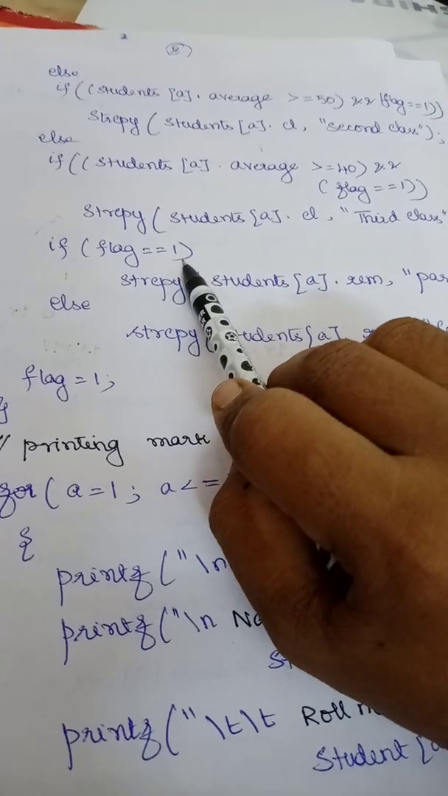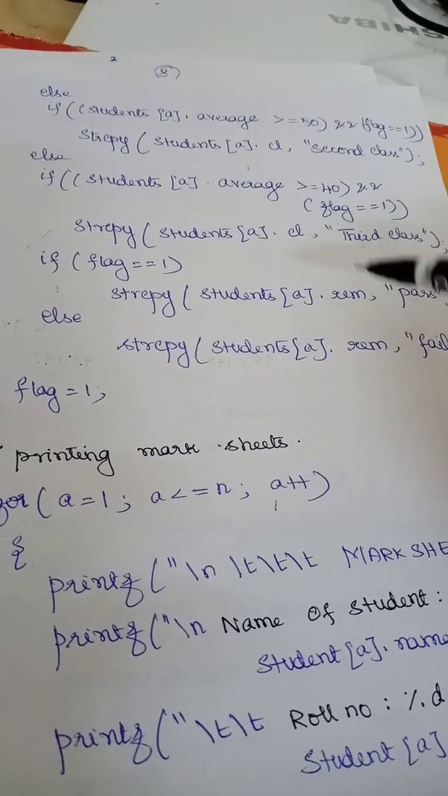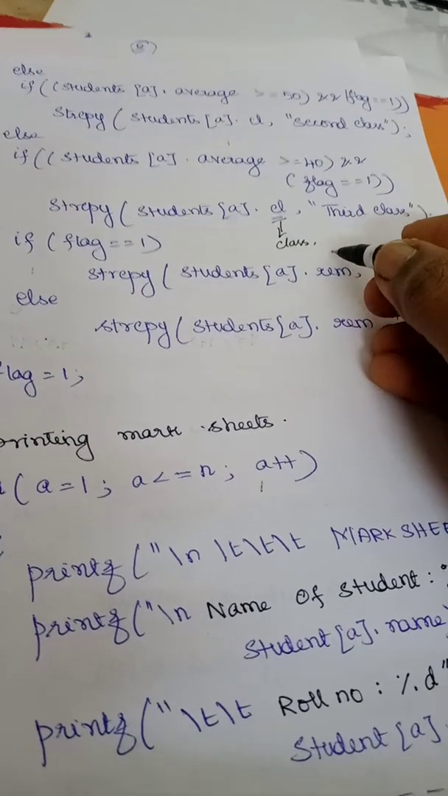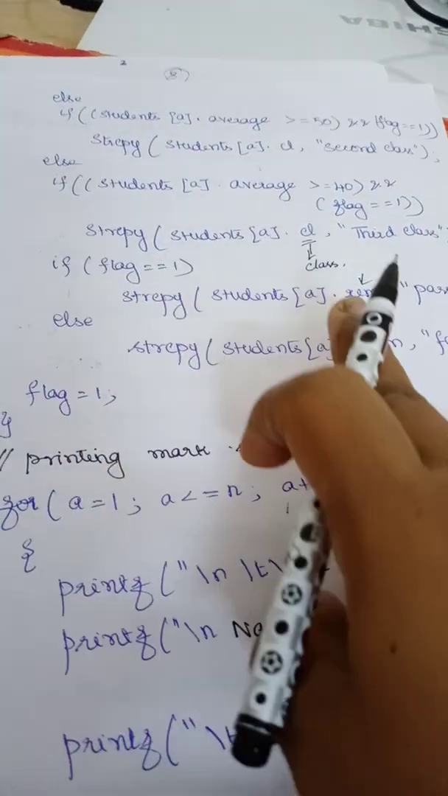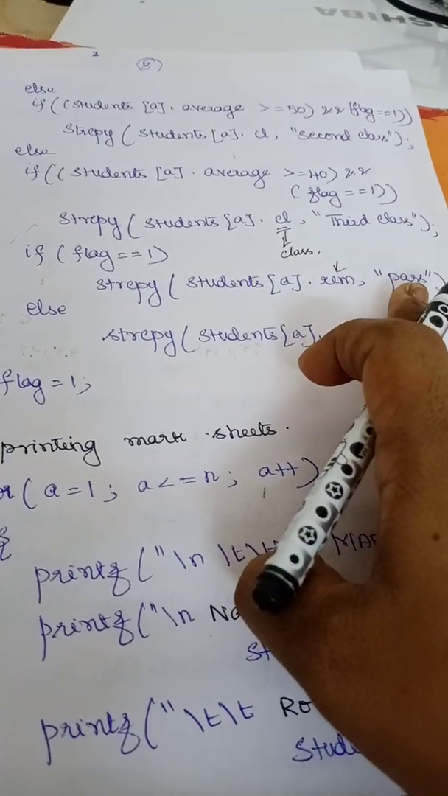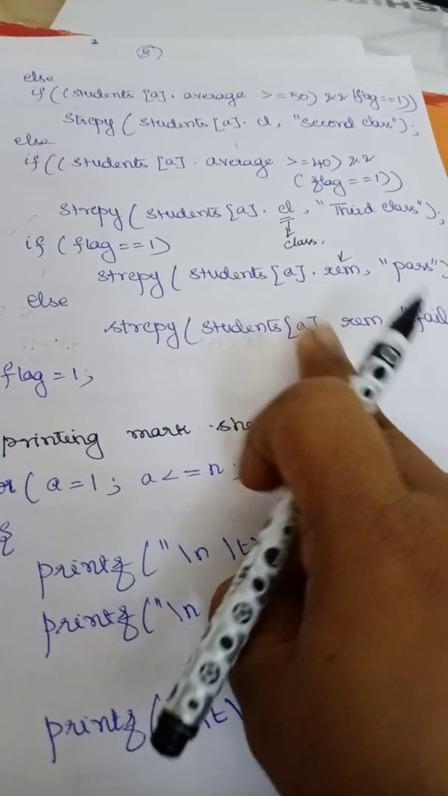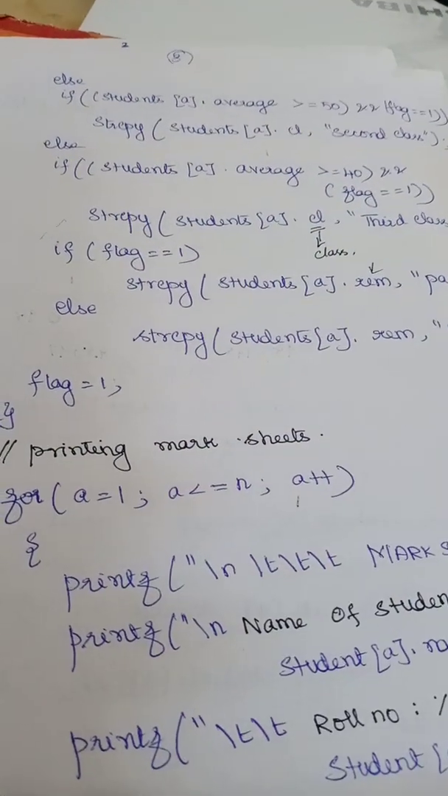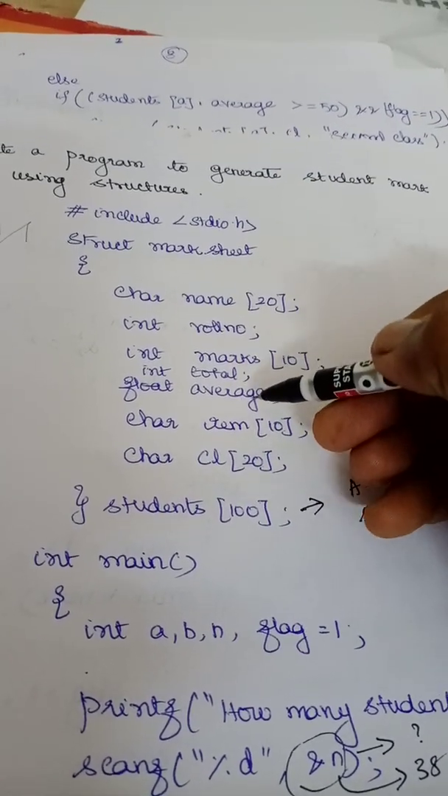If flag equal to 1, once again I am checking, because for remarks I need to specify whether pass or fail, right? So we have assigned this for class, whether a distinction, first class, second class or third class. This is to tell whether you have passed or failed, right? So again I am checking whether flag equal to 1. If flag equal to 1, store pass in remarks using string copy, and else store fail in remarks using string copy, right? Now I have completed all the details for one student, because for each and every student I have got everything: name, roll number, marks, total, average, remarks and class.